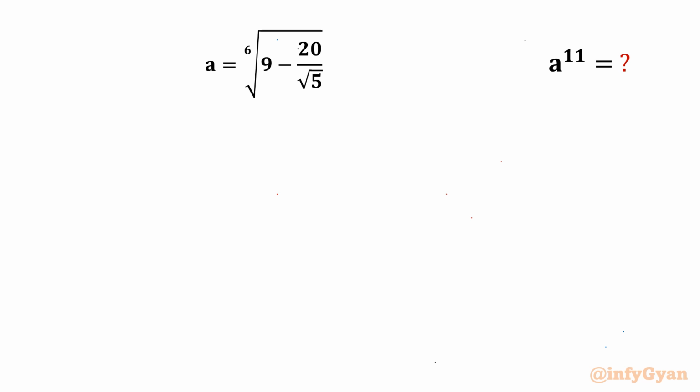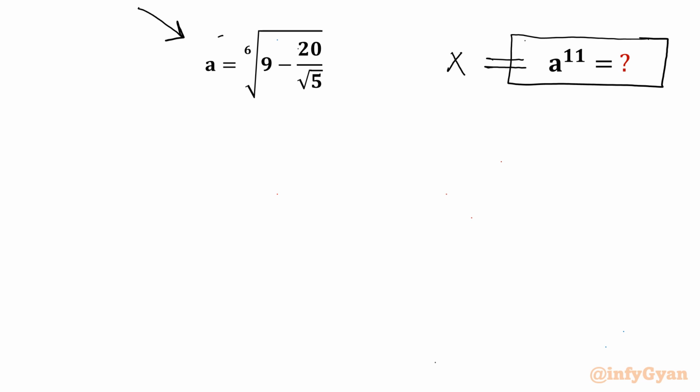In this video, we are having one very interesting question from radicals. Here we have to evaluate the expression a power 11, given a is the 6th root of 9 minus 20 over square root 5. So let's get started by considering this required expression equal to x first.